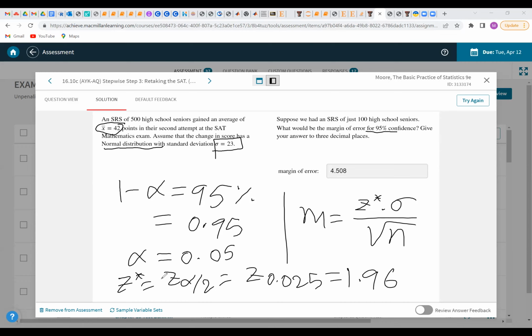So we'll plug in this value in here. It will be 1.96 times sigma, which is 23. And we also have a square root of n, and n is 500, the sample size. So we'll have a square root of 500 in the denominator. If you simplify this, you will get the margin of error, which is 4.508. So this is the margin of error. Do you have any question?